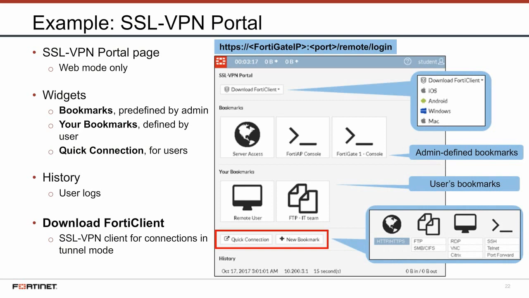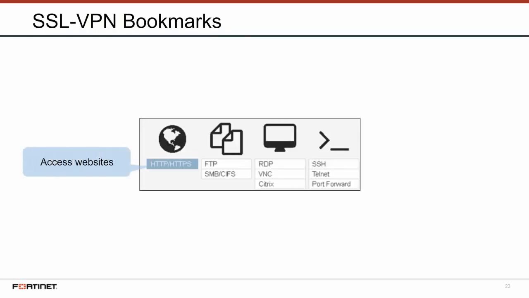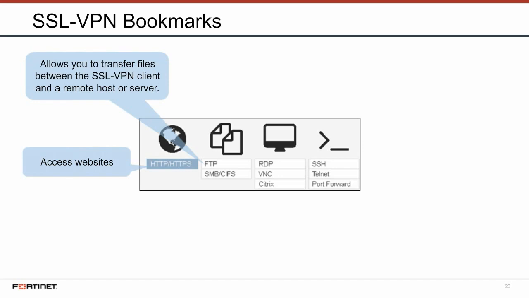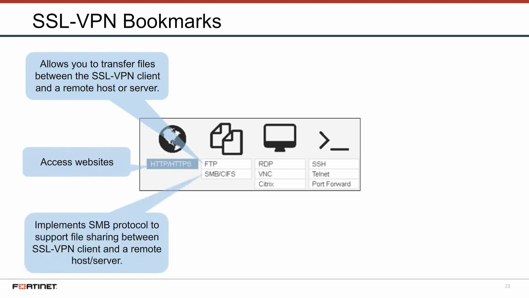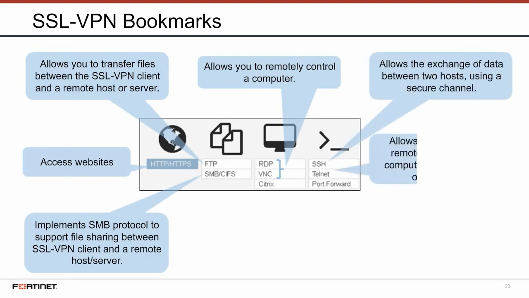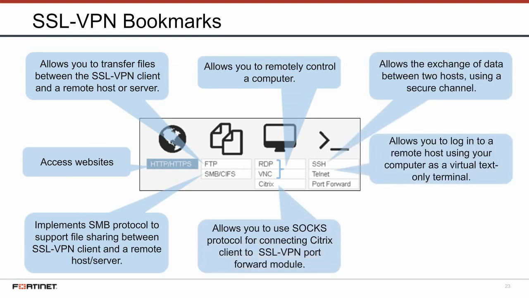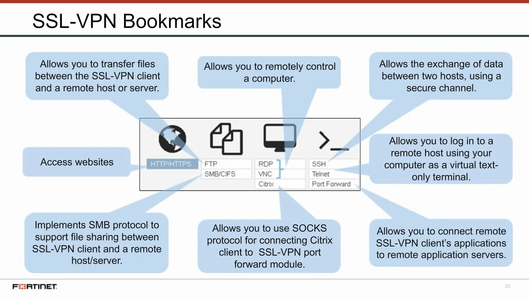Let's explore the protocols and server applications available on the SSL VPN portal web mode through the Bookmarks or Quick Connection widget. Depending on the web portal configuration, one or more of the following are available. 1. HTTP/HTTPS allows you to access private websites. 2. File Transfer Protocol (FTP) allows you to transfer files between the SSL VPN client and hosts or servers located in the private network.